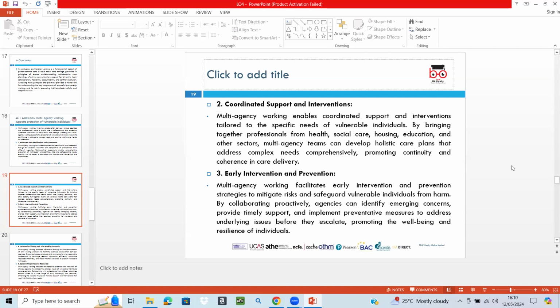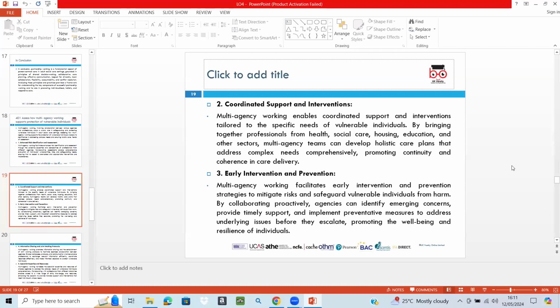By teamwork, professionals from various sectors, including health, social care, housing, education, and any other, multi-agency teams can collaboratively develop holistic care plans that comprehensively address each individual's complex needs. This collaborative approach promotes continuity and coherence in care delivery, ensuring that support and intervention are coordinated, effective, and aligned with the specific requirements of each vulnerable individual.